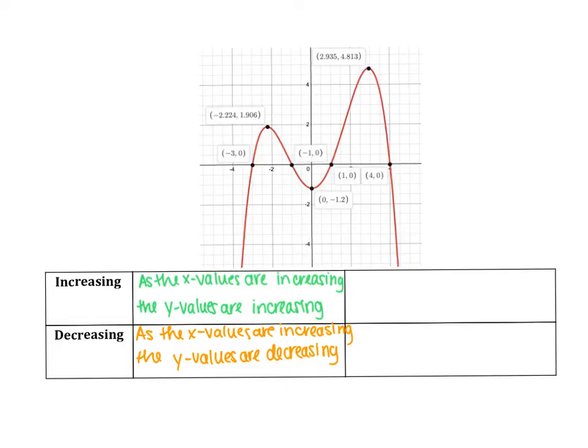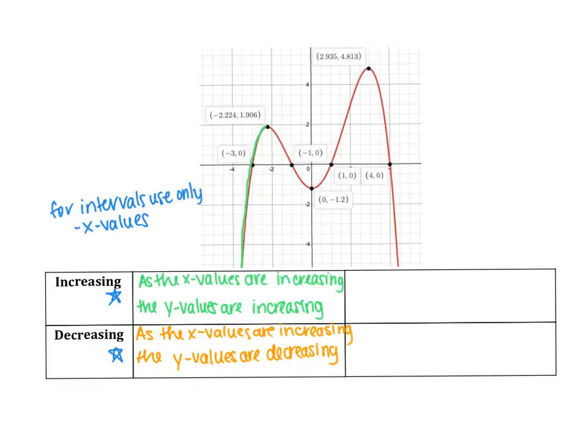Now, since I already know what the y values are doing, they're either increasing or decreasing, I'm going to use the x values to write these intervals. Looking at the graph, starting on the left, because I'm looking as x values are increasing, I see that the graph is going up. Also, the y values are increasing. And at this point that I've stopped at (-2.224, 1.906), the graph stops increasing and it just is in neutral.